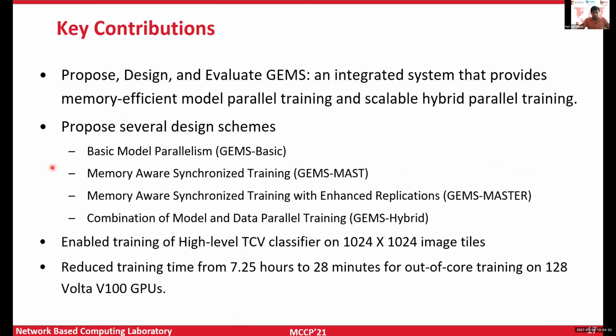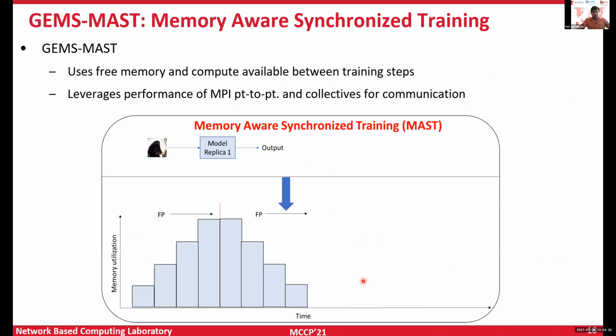We have proposed several schemes. I will not belabor the point on these, but through all of these schemes, the key contribution is this. We were able to reduce the training time of the classifier from around 7.5 hours to 28 minutes for out-of-core training on 128 GPUs. So this is almost a 15 times reduction in training time. Okay. So this is how we achieved that.